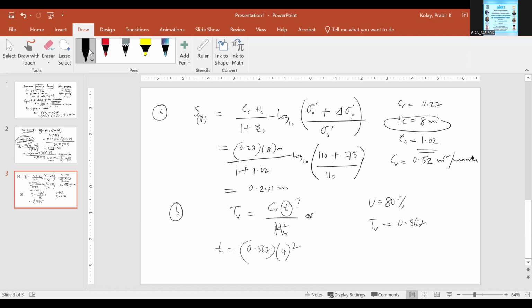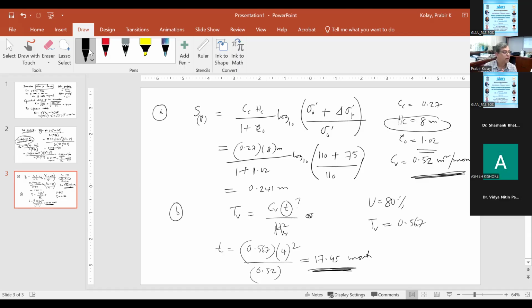Okay. And then divided by Cv, correct? So t is equal to Tv times Hdr squared divided by Cv. Cv is equal to 0.52 meter square per month. So easily you can calculate the time, because everything is in meter square and Cv is in meter square per month, so the time will be in months, right? So it will be 17.45 months. Okay, this is the one.